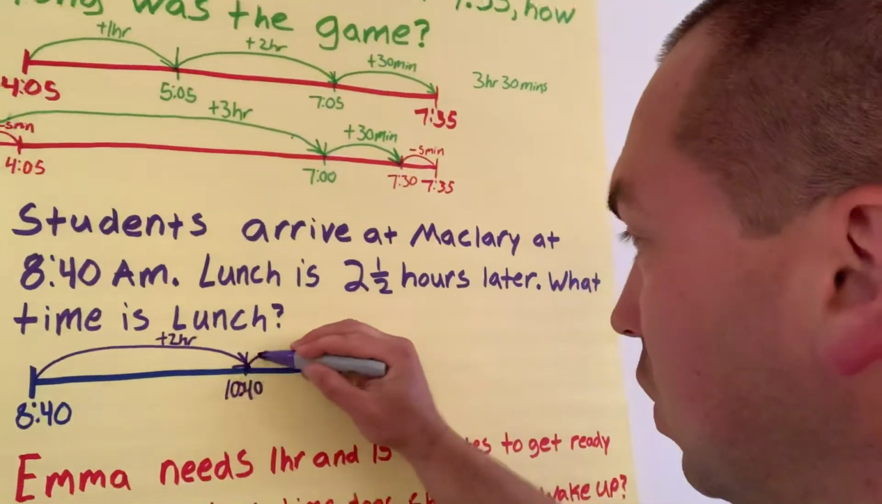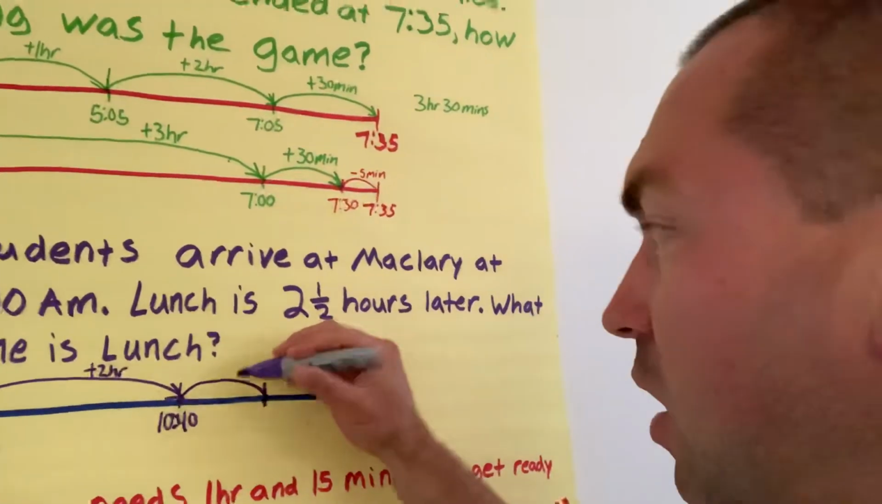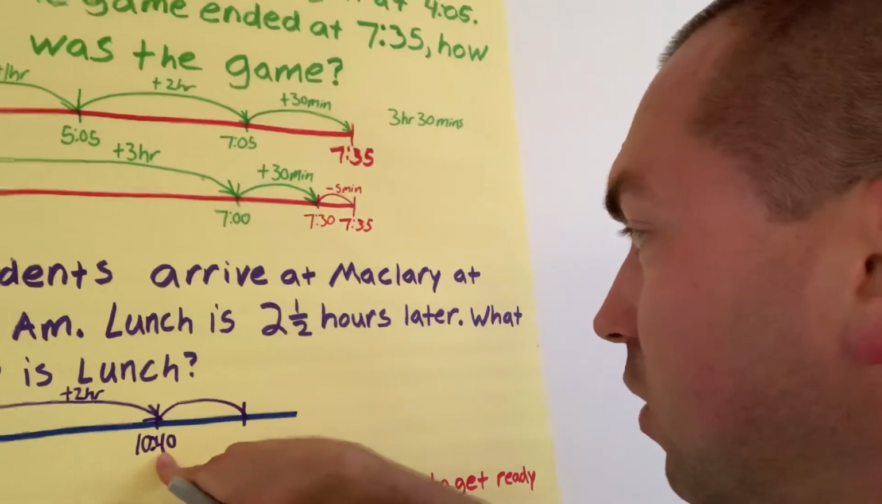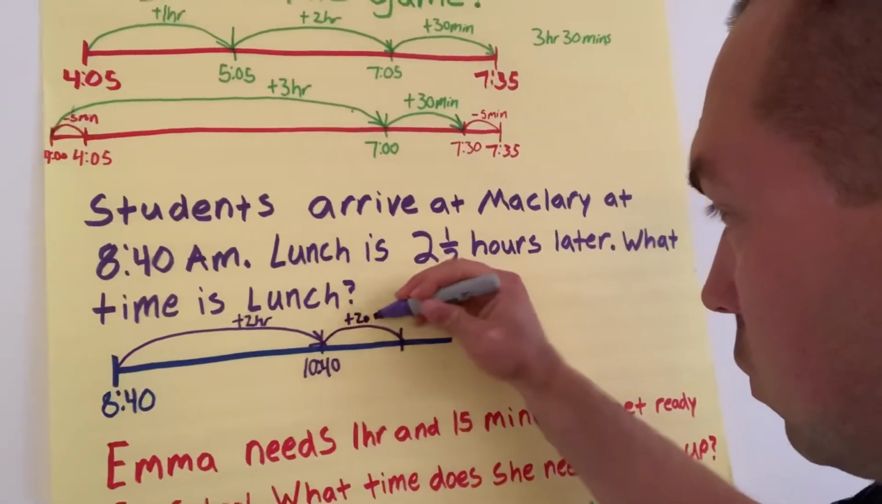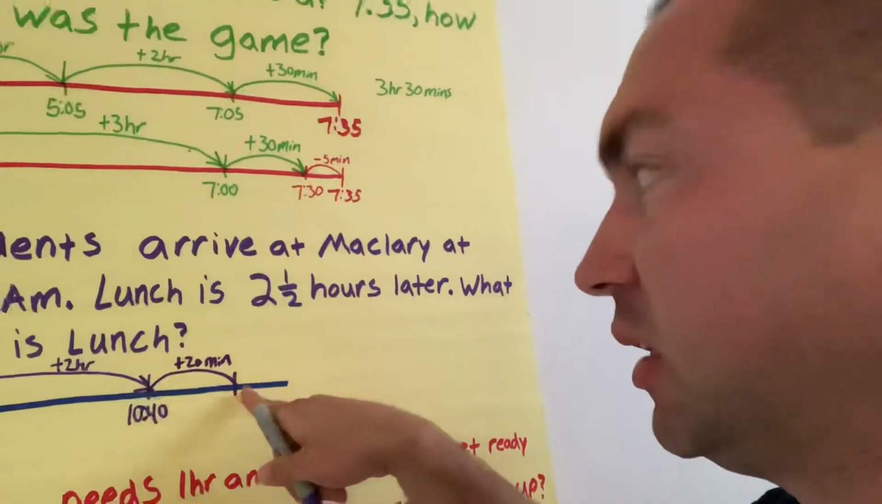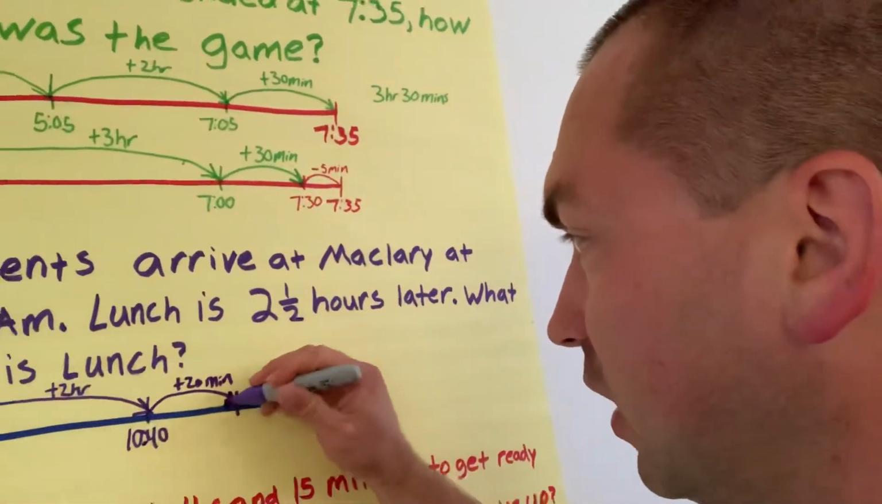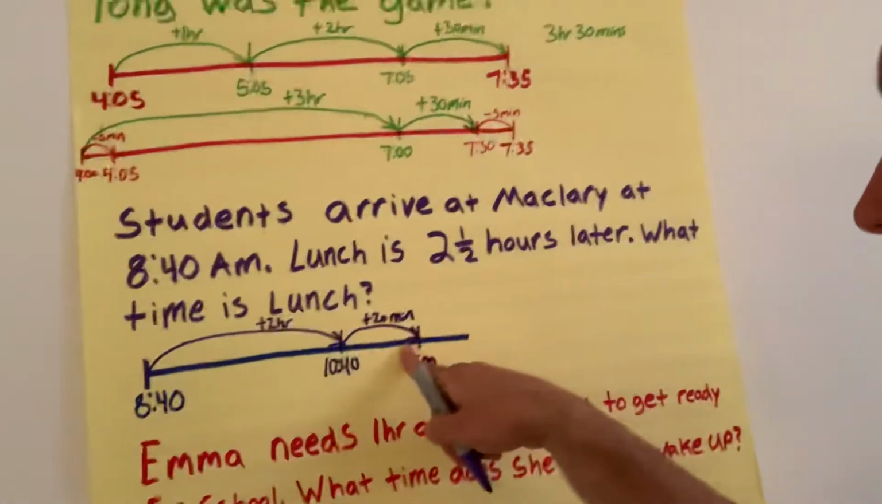So what we can do here is we could break 30 minutes down into smaller pieces. If I add 20 minutes here to 10:40 plus 20 minutes, that's going to get me to a nice even hour mark of 11 o'clock, right? So that gets me to 11 o'clock.